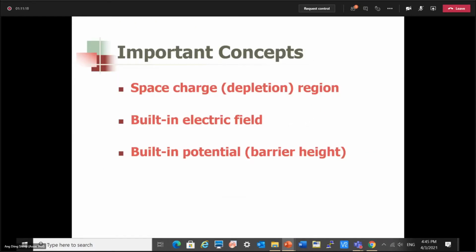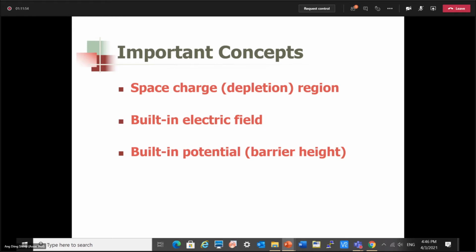Now you should have this slide. From now onwards, I think you should have all the slides. There are only 2 additional slides that I didn't include in the earlier slide deck. So for the rest of the discussion, I will focus on 3 important concepts. The first one is the space charge region or the depletion region. The second one is the built-in electric field. Why the built-in electric field is important, we'll see. The third one is the built-in potential.